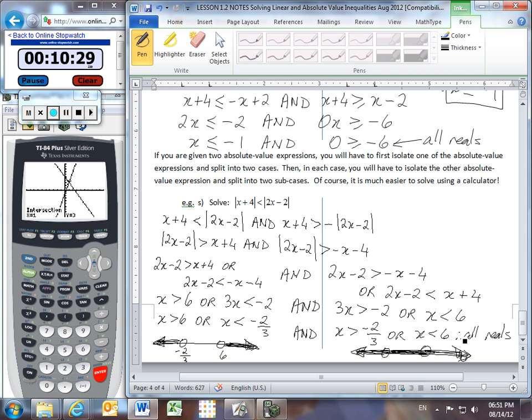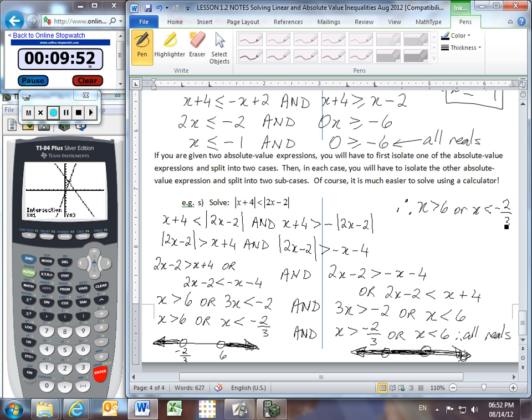So let's look now at these two overall solutions. We've got all of this stuff, x is greater than 6 or x is less than negative 2/3, and all reals, meaning we're looking for the regions of overlap between this graph representing the first pair of cases and this graph which represents the second pair of cases. Well, thankfully this overlaps with everything, and so the total region of overlap will be these two solutions, and your final solution then, x is greater than 6 or x is less than negative 2/3.